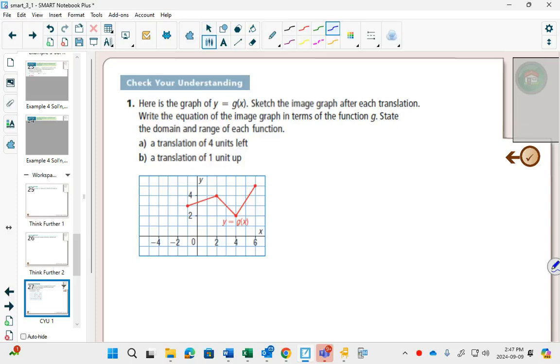So I'm going to do everything for A in blue. So here's the graph of g of x. Sketch the image graph after each translation, write an equation, state domain and range. And I get to part A and it says, a translation of 4 units left. So take each of these points, go 1, 2, 3, 4, 4. Move each of them 4 units to the left, connect the dots, so much fun. There we go. There's our new graph.